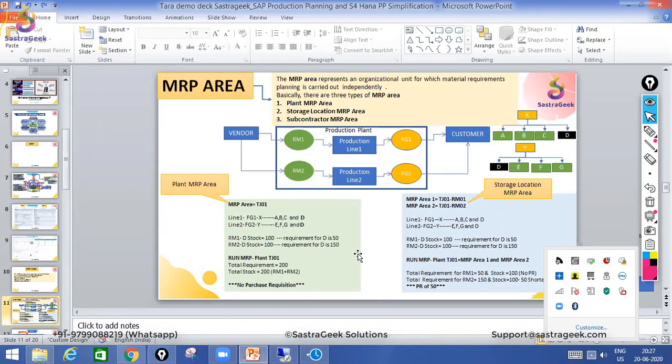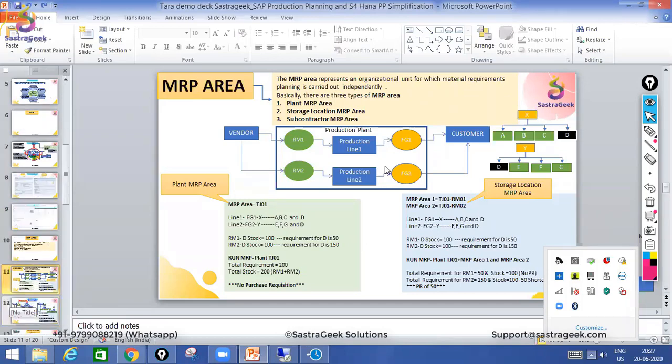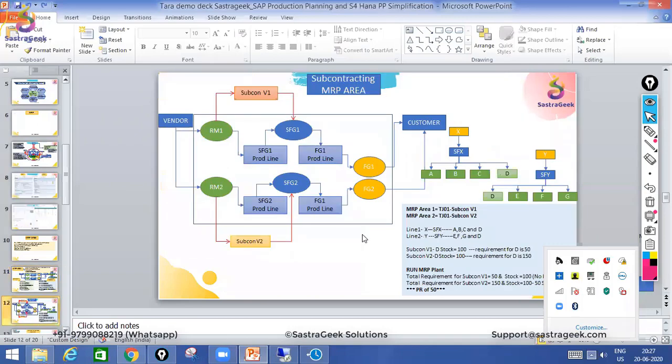Now let's move ahead and discuss the subcontracting MRP area. We will take the same kind of example to understand this. You must know about subcontracting. Subcontracting is when I get some manufactured material from a subcontractor, and for that I send raw material to the subcontractor. The subcontractor then provides it back to me as a finished or semi-finished material. Now let's take an example for this.